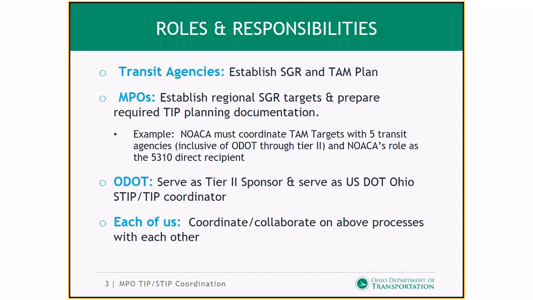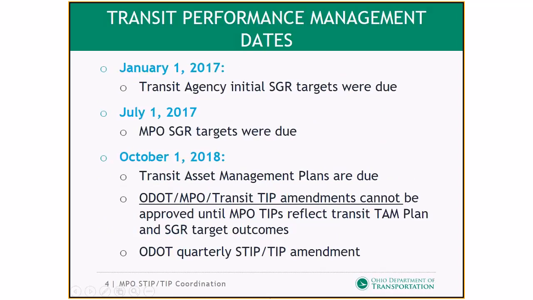ODOT, again, as I indicated previously, serves as a Tier 2 sponsor for many of the smaller transit agencies, and ODOT is also your principal contact with USDOT for STIP TIP documentation. The STIP TIP documentation, of course, being our collective ability to finance FTA and federal highway projects in Ohio. And then lastly, the roles and responsibilities for each of us here in Ohio is to make sure that we are coordinating and collaborating with one another on all of these processes. Hopefully this slide here will demonstrate clearly why we need to begin coordination.